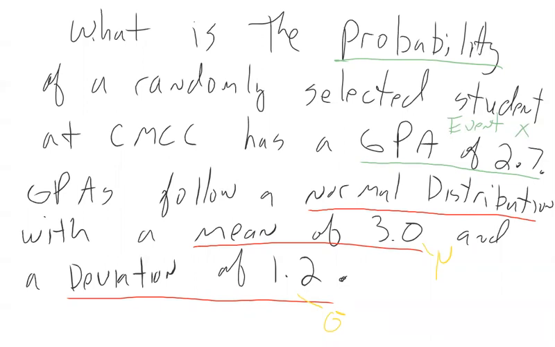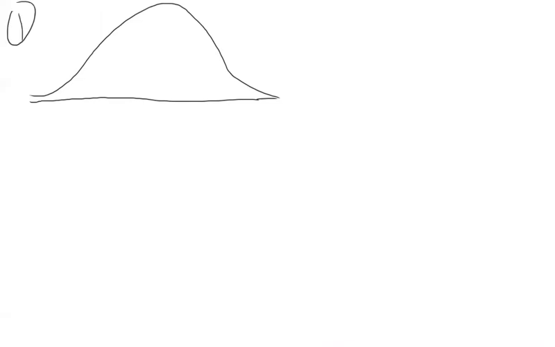So we got our X, we have our mu, and we have our sigma, right? So let me go to a new screen here. Step one, we always draw our picture, right? And since the problem said it's normally distributed, we draw a bell curve. This is step one. And our bell curve is always centered at our mean, mu, which in this case we said was 3.0, with a deviation, which I like to write over here, of 1.2.